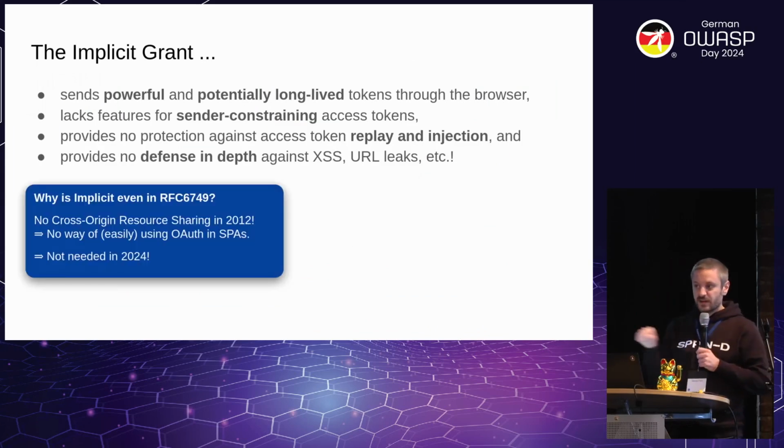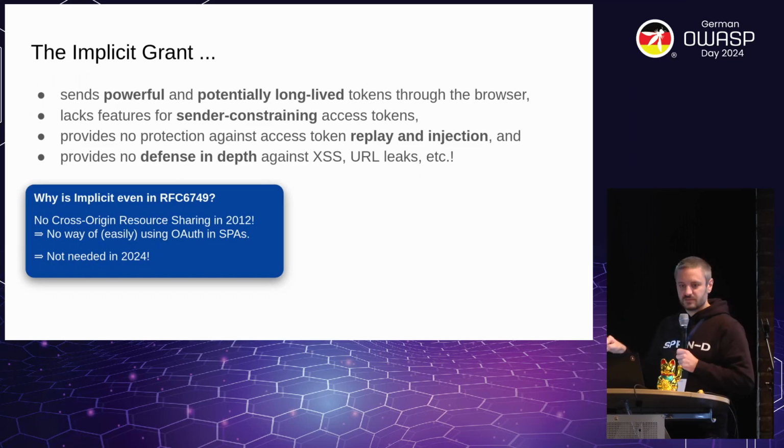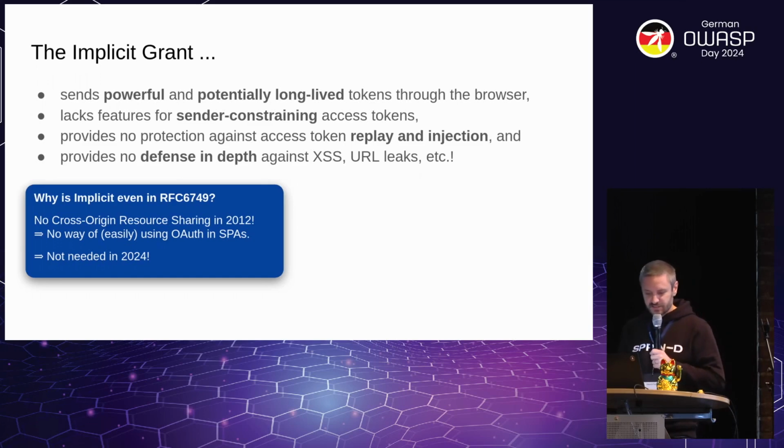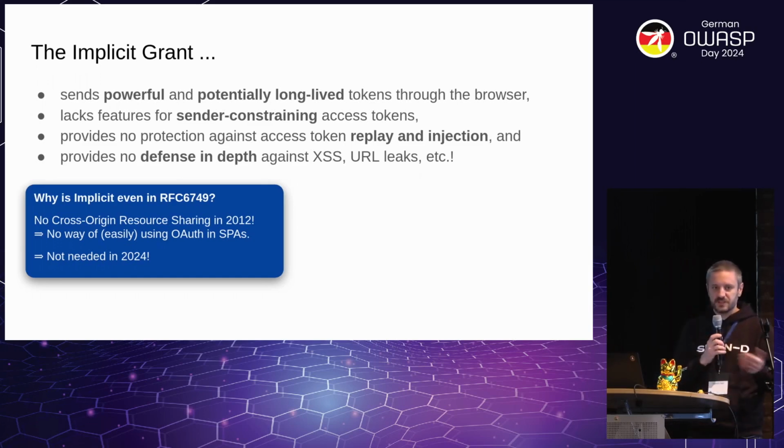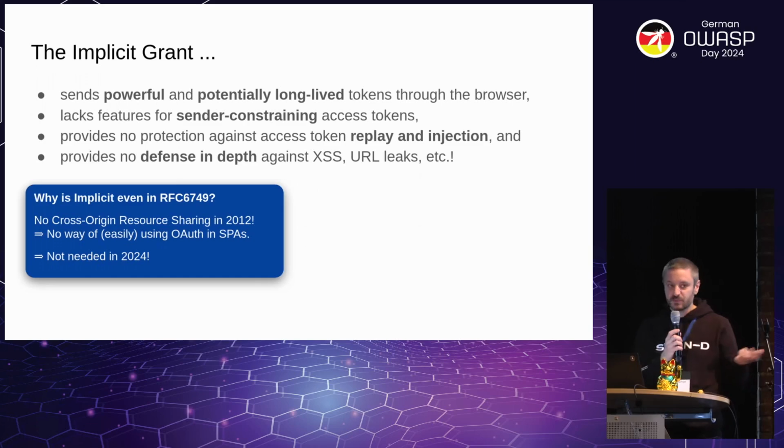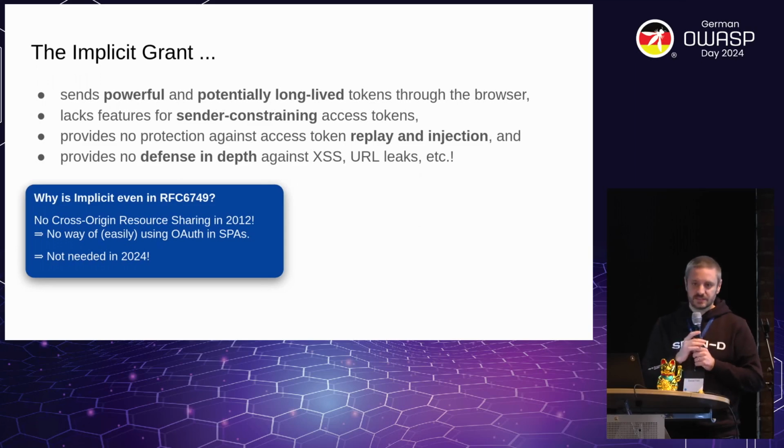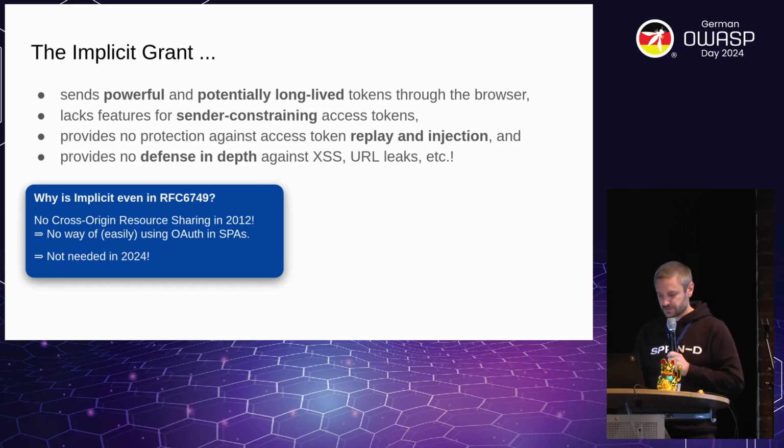Question is, why is it even in the original RFC? I mean, it's never been super secure. Why is it even in there? The reason is that originally in 2012, there was no such thing as cross-origin resource sharing. So if you had a single-page application, you didn't have any other option than using the implicit grant. The world has changed. It's 2024. We have ways to use OAuth in single-page applications, even with the authorization code grant.